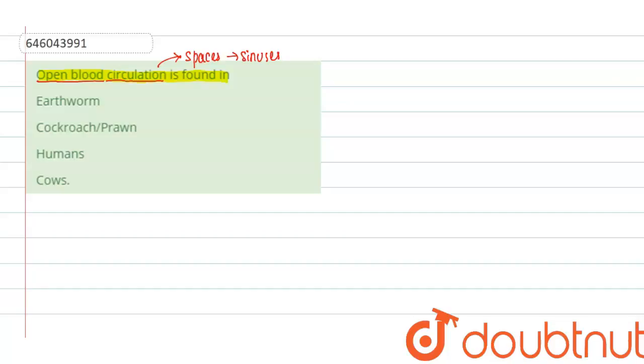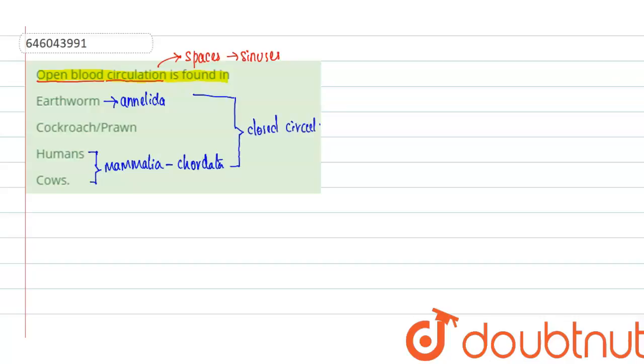So the first option that is given as earthworm belongs to the phylum Annelida, and the third option, that is humans, and the last option, that is cows, both of these belong to the class Mammalia of the phylum Chordata. So Annelida, humans, as well as cows will be having a closed circulatory system. Okay, closed circulation or the closed circulatory system means that the blood will be flowing inside the blood vessels.